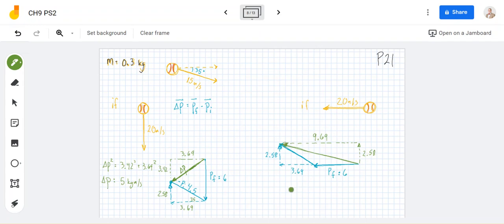So to get the actual change in momentum here, let's use the Pythagorean theorem again. 9.69 squared plus 2.58 squared. Put in your handy dandy calculator, and change in momentum is equal to 10 kilograms meters per second. And if you notice the lengths, this one is supposed to be 5 and this one is supposed to be 10, and within my ability to draw, I think that looks pretty good.